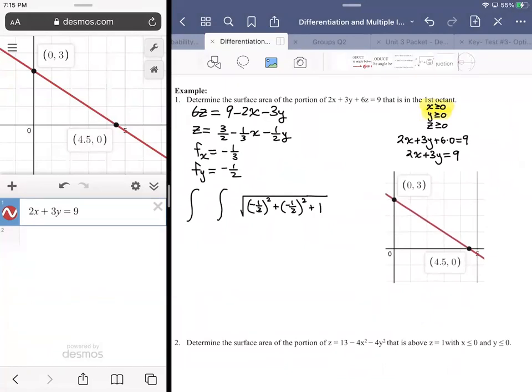All right. So if I want to bound this integral, I could do it a couple of ways. I have an equation that I can easily solve for y in terms of x, right? So, you know, just subtract 2x and divide by 3. So that's what this would be. So y would be equal to (9 minus 2x) over 3. You can simplify it if you want. There's really no need to, though.